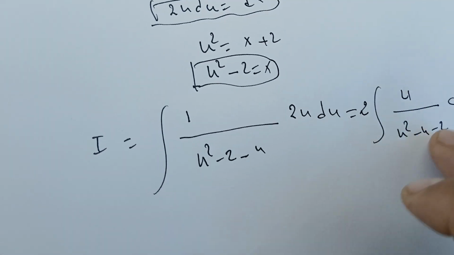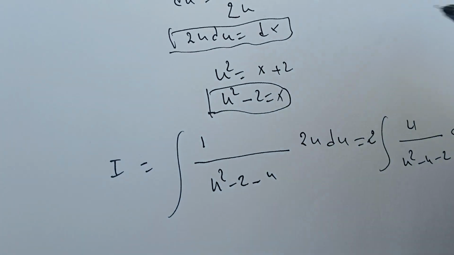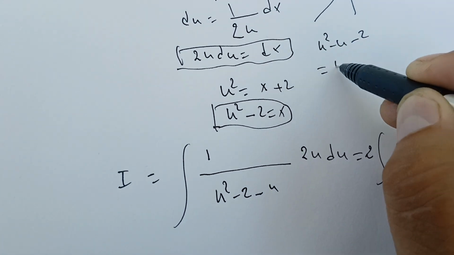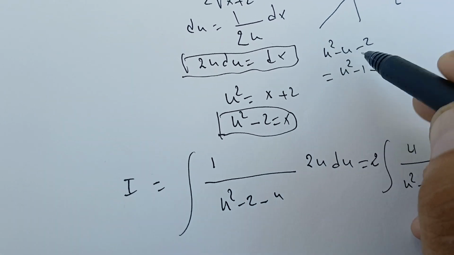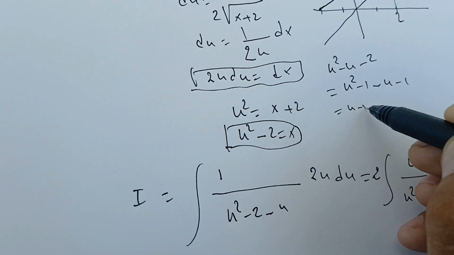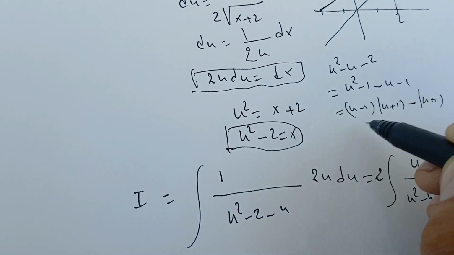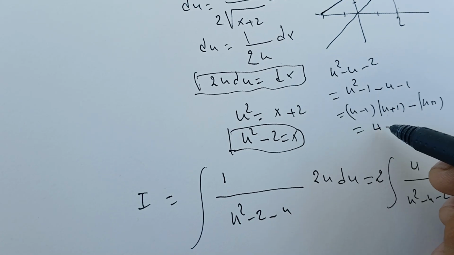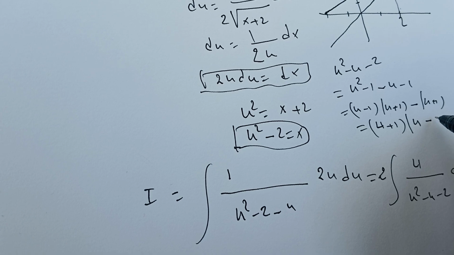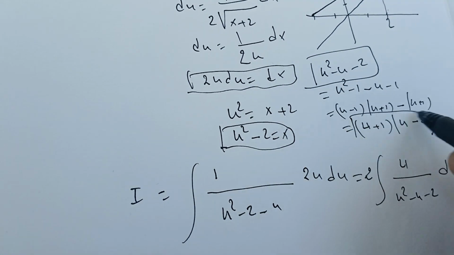So we have this fraction here, and we need to factor it. An easy way to do that is that we see that u squared minus u minus 2 is equal to u squared minus 1 minus u minus 1. I had to split 2 into 1 plus 1. So here I get u minus 1 times u plus 1 minus u plus 1. By factoring out u plus 1, I would get u plus 1 times u minus 2, which is equal to this one.